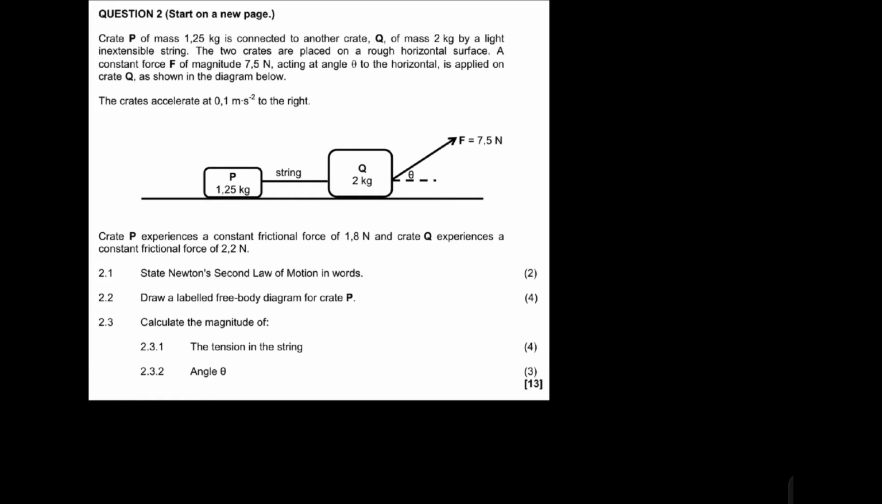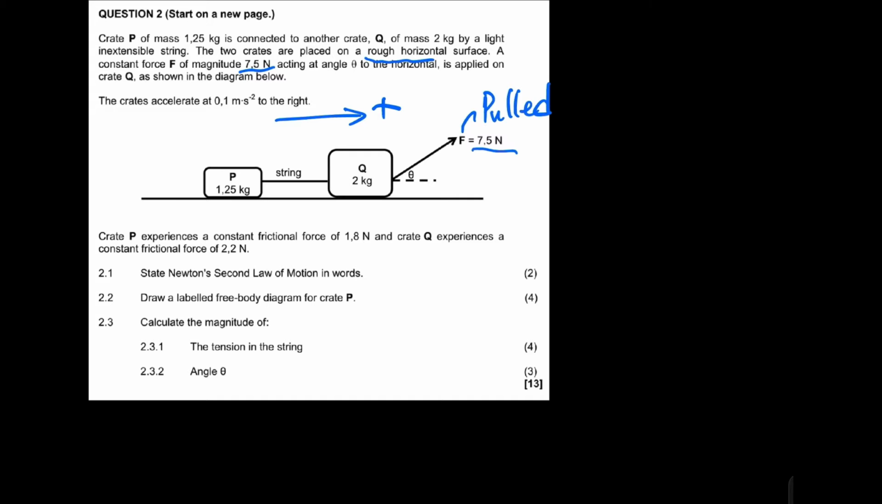Two crates are placed on a rough surface, that means there's friction. A constant force of magnitude 75 Newton is applied on the 2 kg crate, acting at an angle to the horizontal. Remember, this force is pulled at an angle. It is applied on crate Q as shown in the diagram below. They say the crate accelerates at 0.1 meter per second squared to the right, so we'll choose right as positive.